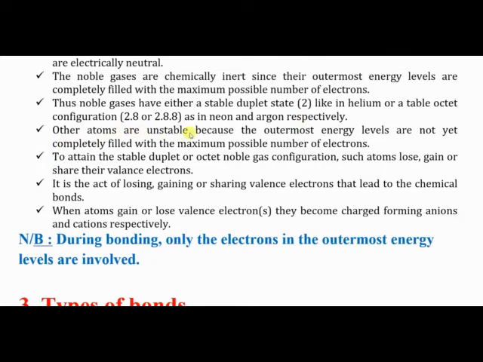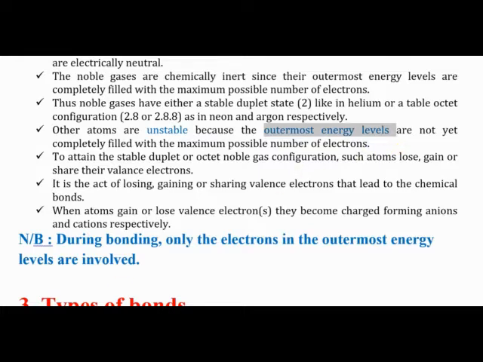Other atoms are unstable, mark that. The rest, which do not have the electron configuration of these, are unstable. If they are unstable, they must react for them to become stable. So during the reaction, they will either lose electrons or gain electrons. So other atoms are unstable because the outermost energy levels are not yet completely filled with the maximum possible number of electrons.